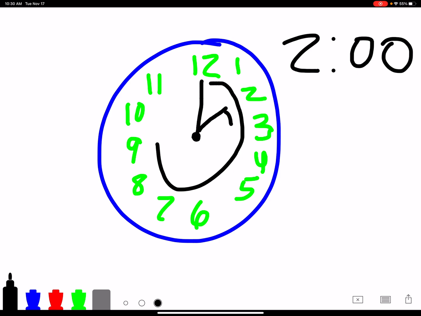You'll get the hang of it eventually. But I know at the beginning it takes a while to learn it. But that's what we're here to do. We're here to learn and grow and become better. So that's just the beginning of the clock.